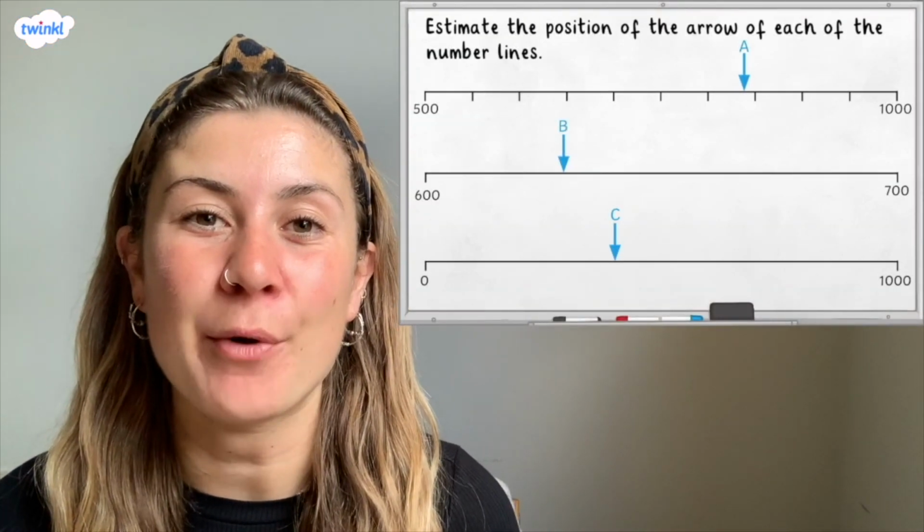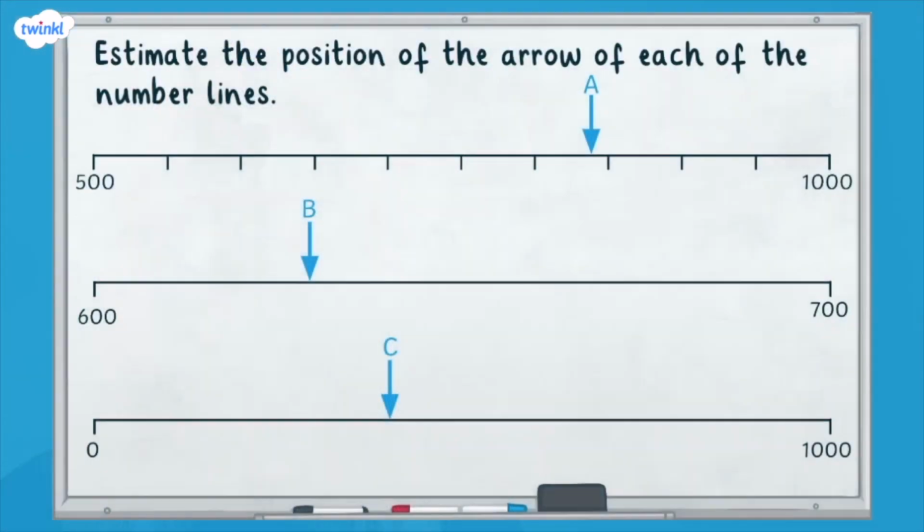Now it's your turn. Estimate the position of the arrow on each of these number lines. You could copy the number lines and mark the approximate positions on them to help you estimate. Pause the video now while you make your estimates.